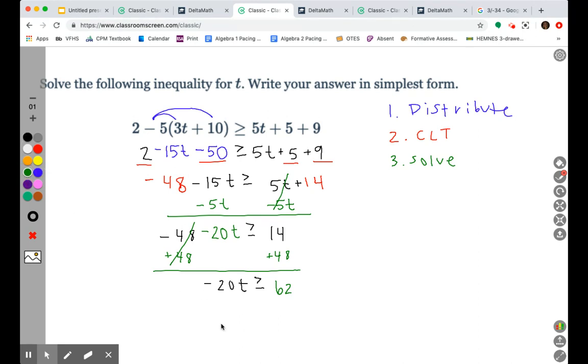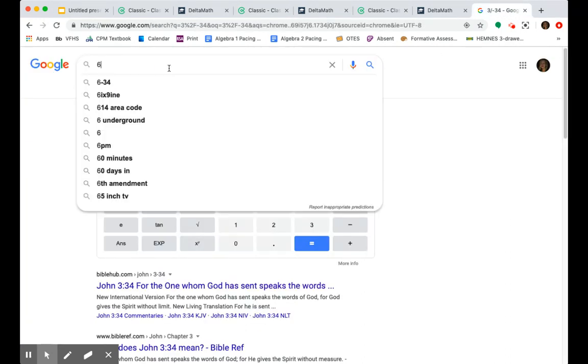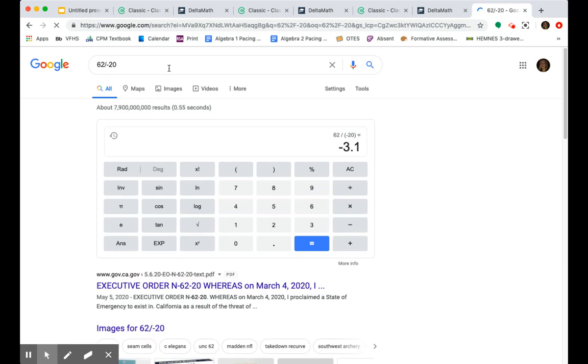And our final step to get the t by itself is to divide both sides by a negative 20. And since we divided by a negative, we have to flip our inequality symbol so that it's not going to be less than or equal to. T is all alone on its left. On the right, we have 62 over negative 20. And again, we know that 62 divided by negative 20 doesn't give us a repeating decimal.